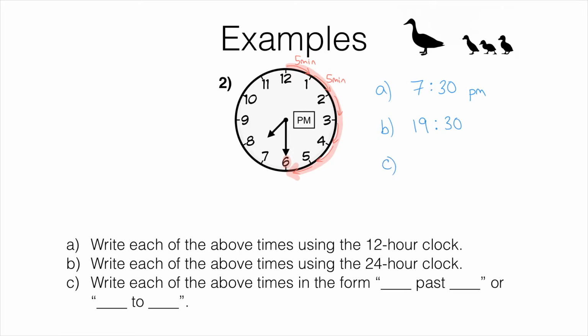For part C, we have to write that in the form something past something or something to something. Now, the most common way you would say this is 7:30, because we are 30 minutes past 7 o'clock.